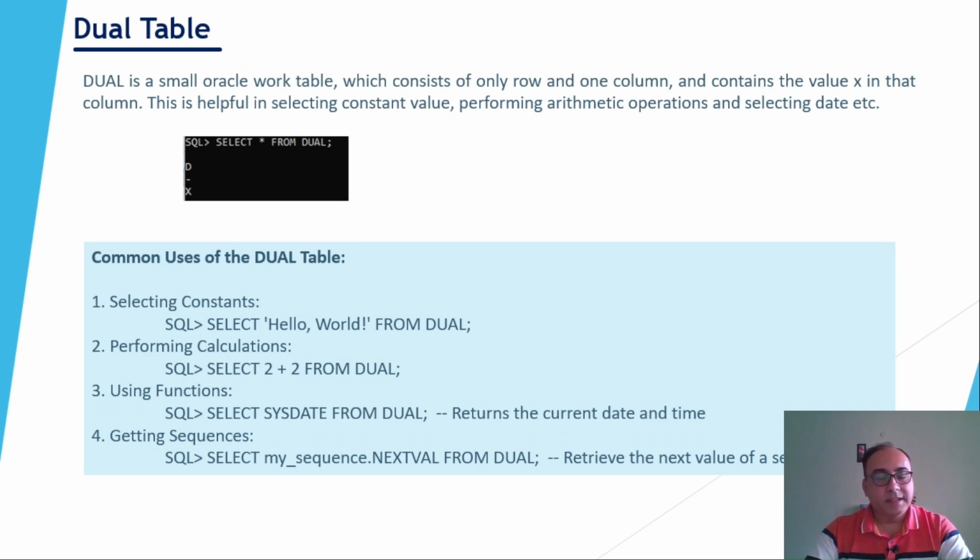Number 4, getting sequences. Using dual we can basically call sequences. We can call the current value of a sequence as well as the next value of a particular sequence. For example, SELECT my_sequence.NEXTVAL FROM dual. This basically retrieves the next value of a sequence.